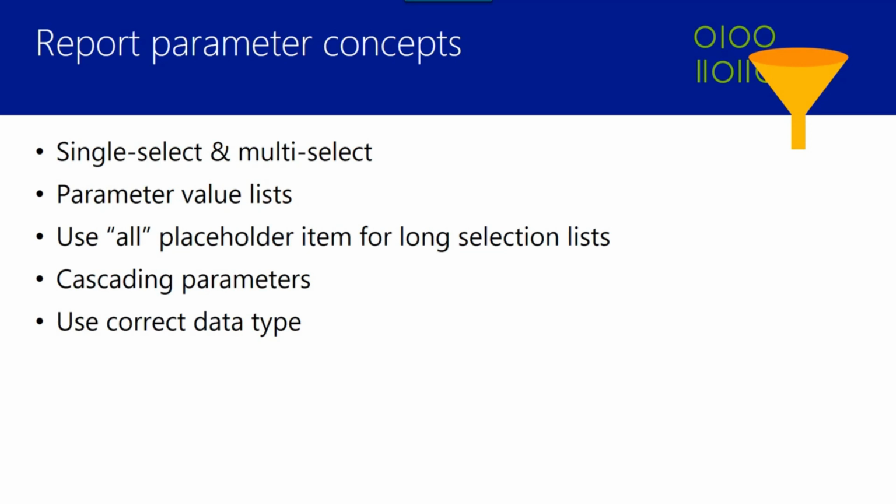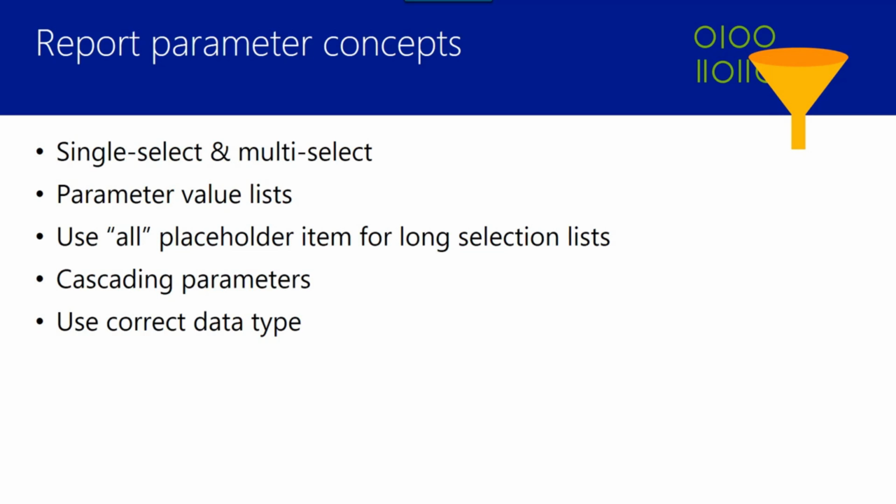Parameters can have a drop-down list which allows the user to select one or more items from a list, and we create datasets to drive those parameter value lists, and I'll show you how to do that. A common technique is to add an additional item to the parameter list called an all placeholder or an all filter member, which essentially allows the user just to select one item, indicating that they want to filter on all of the values in a parameter list rather than making the user click every object or use a select all feature.